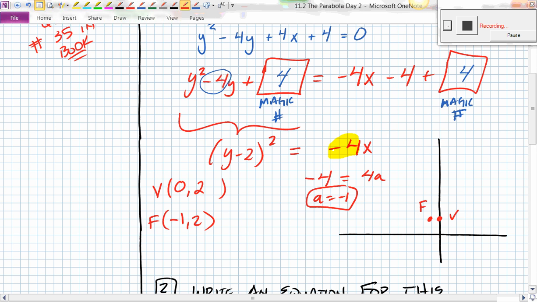Directrix. So what is the equation for the directrix? You got it. It's back here, right? This is the line x equals 1. Good. There's my directrix. Put a D there for directrix.